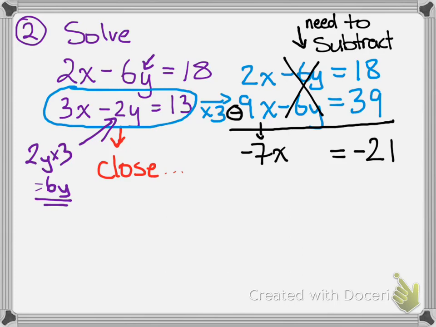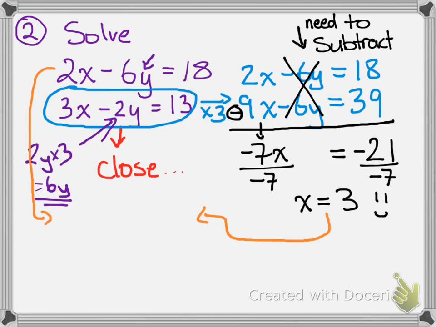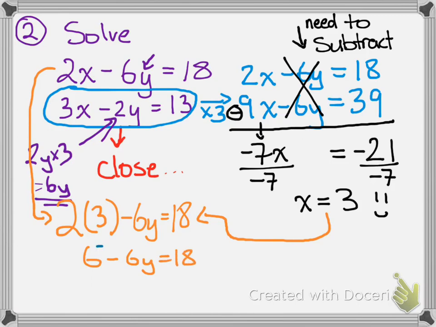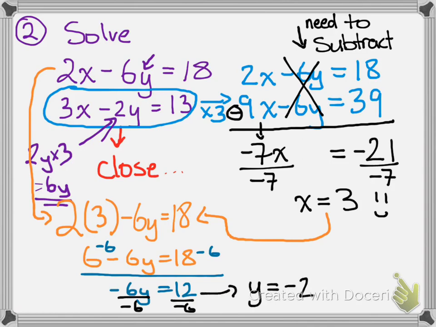So now we solve this just like in grade 9. Divide by negative 7. We get x is 3. And now we can sub it into either one of these two equations and find out what y is. So we're going to subtract 6 from both sides here. We'll end up with negative 6y is 12, and we divide by negative 6. We end up with y is negative 2. So we have our answer here that x is 3 and y is negative 2.